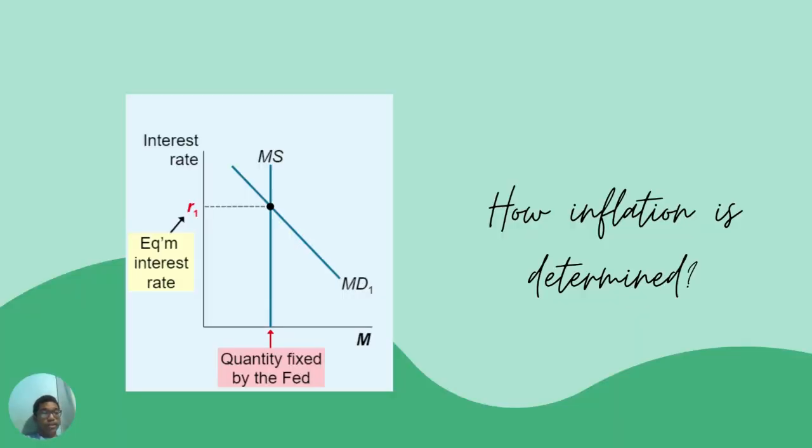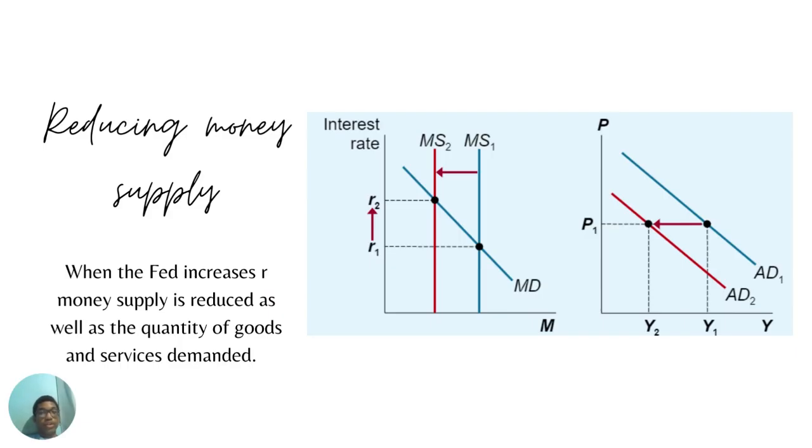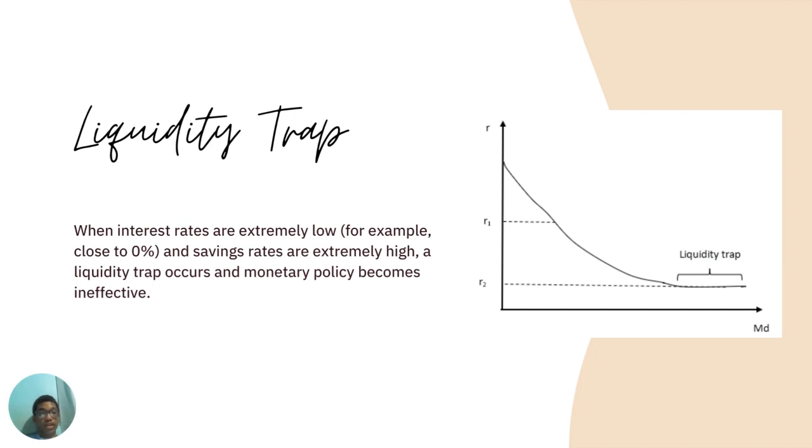Now we're going to see how inflation is determined. Basically, inflation is determined by how big the interest rates are, how big the demand is, and how big the money supply is. The bigger the interest rate, the bigger the money demanded, and therefore the more money has to be supplied. When the interest rate increases, the quantity of goods and services demanded is reduced. And the money demanded increases because people want more money, therefore central banks have to supply more money. They have to supply the needs of the people to maintain the economy afloat.